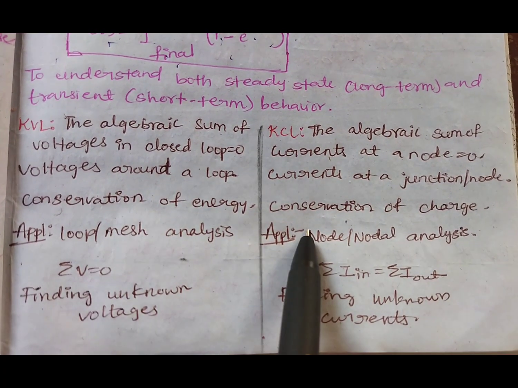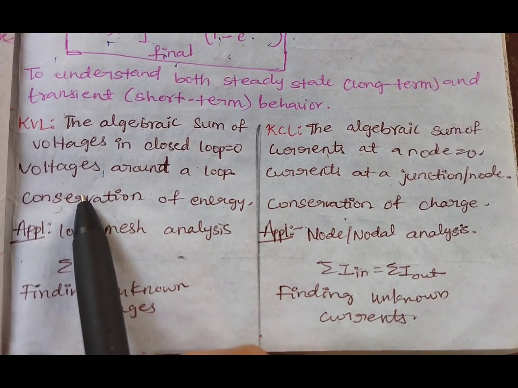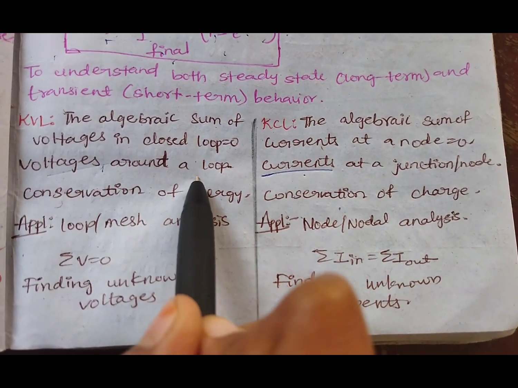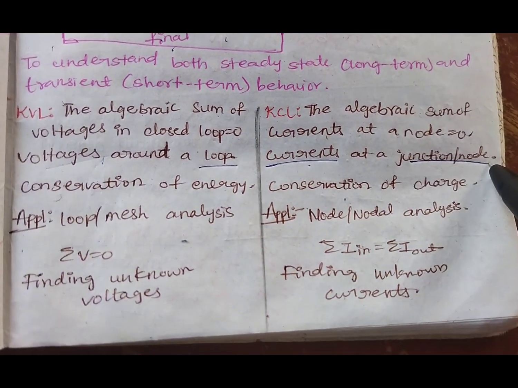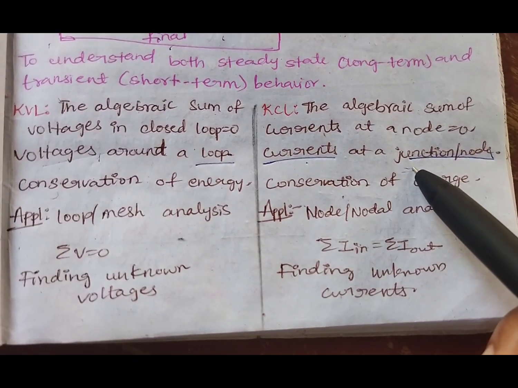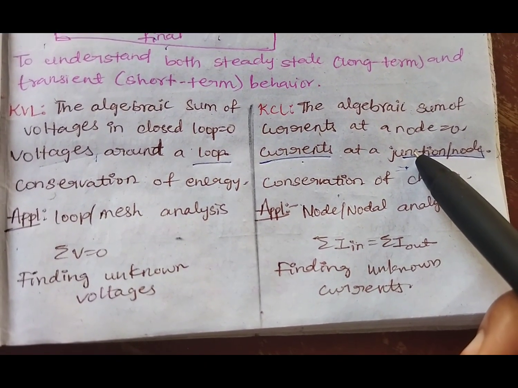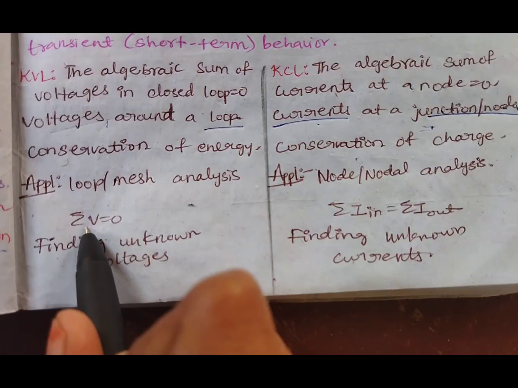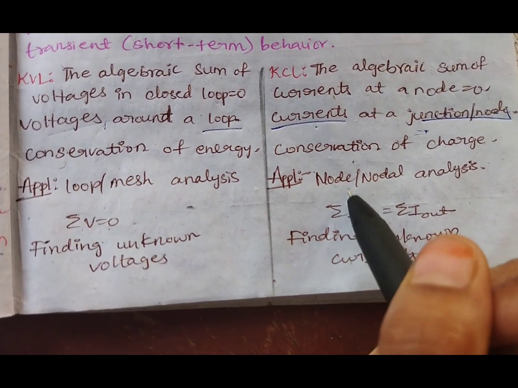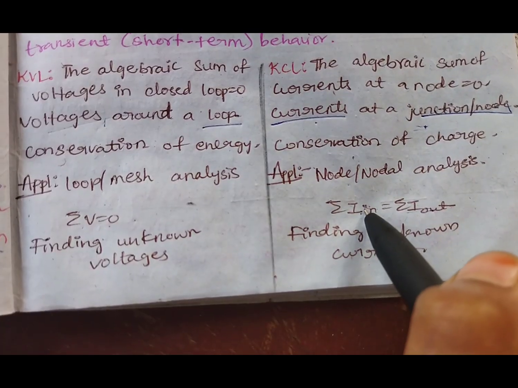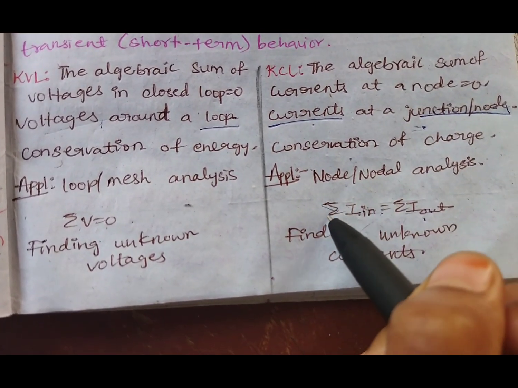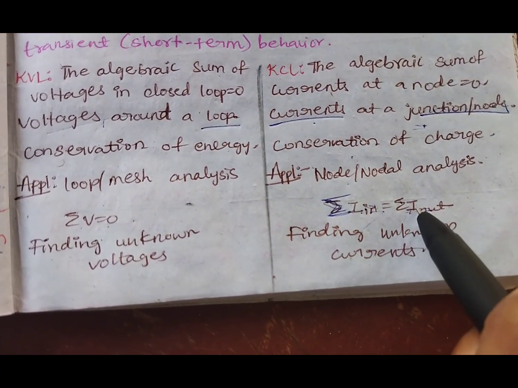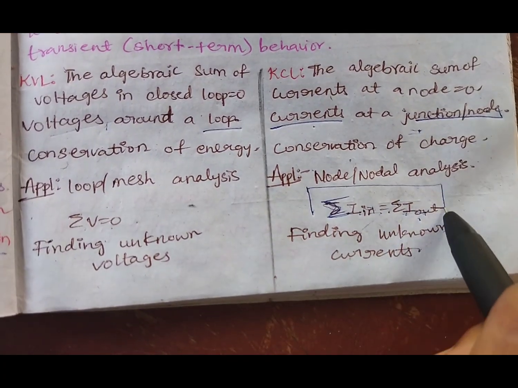The difference between KVL and KCL. KVL is the property applicable for voltage. KCL is applicable for current. KVL is possible in loops. KCL is possible in a junction or node. A junction is where two or more points join at a particular place, similar to a node. For KVL, the summation of voltages equals 0. For KCL, the sum of incoming current equals the sum of outgoing current. I is current, and in is incoming current. This summation representation, sum of incoming current equals sum of outgoing current, is the formula for KCL.